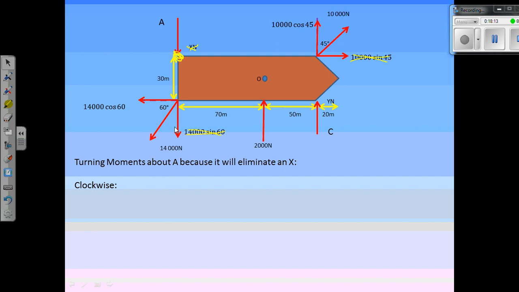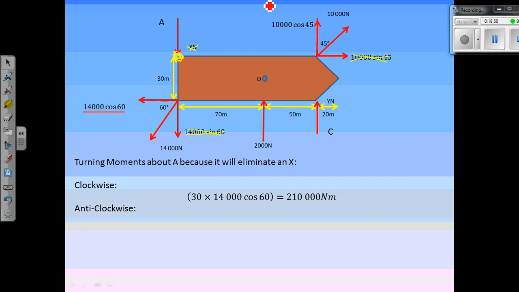Let's take the clockwise. Now, which ones are we going to get clockwise? Well, this one here is going to be clockwise. It's going to go round like that. This one here is going to be anti-clockwise because it's going to go around like that, as with this one here and with this one here. So actually we've only got one clockwise moment, which will be the distance 30 multiplied by 14,000 cos 60, which is 210,000. Yeah, 210,000 Newton meters.